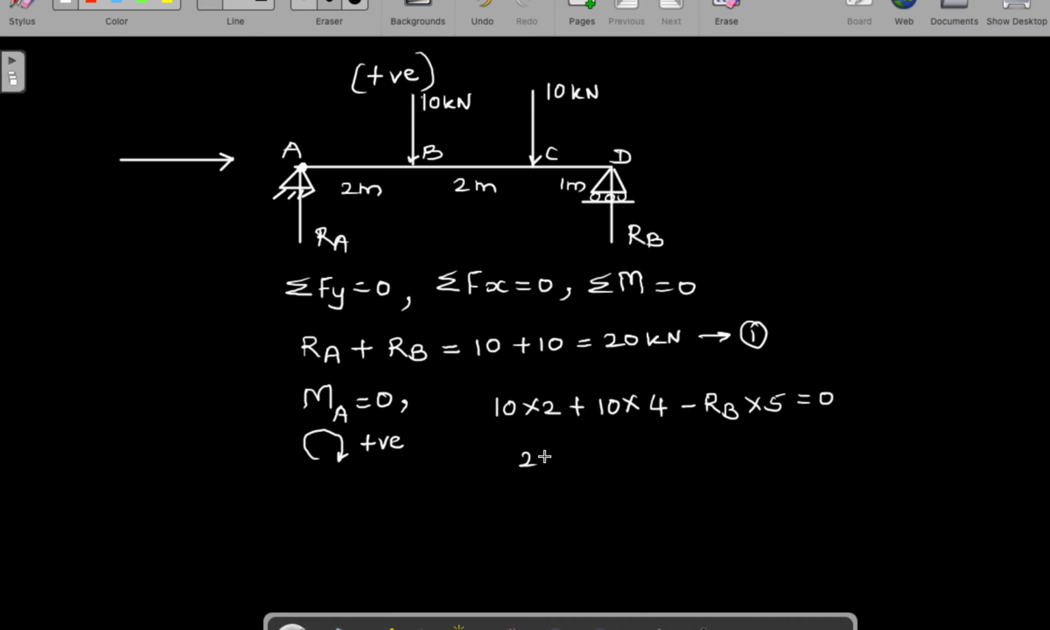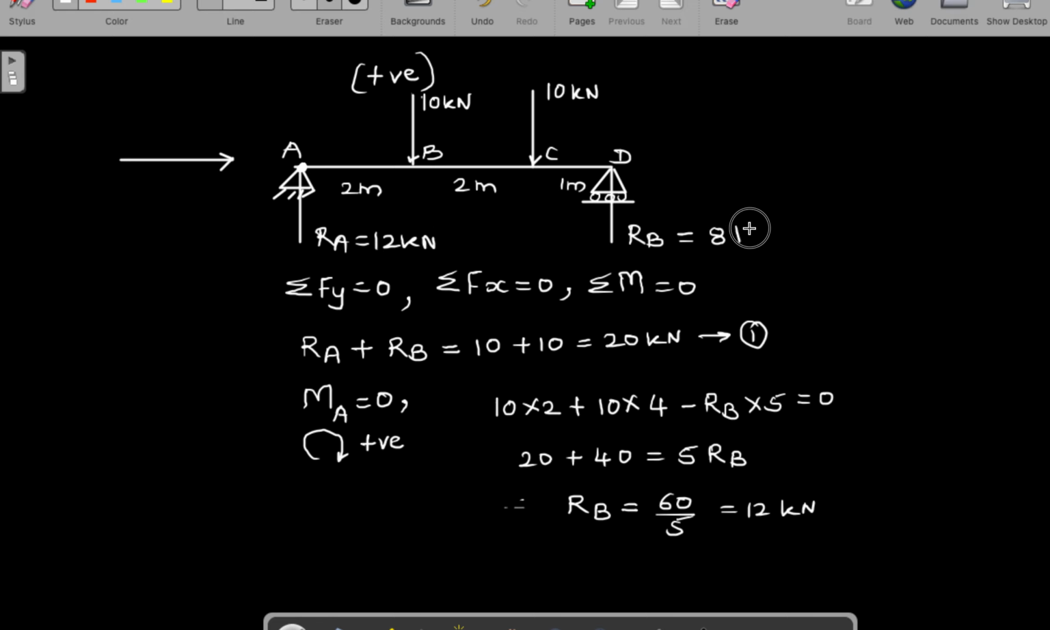So in this case 20 plus 40 equals 5 RB. Therefore we can say RB is equal to 60 by 5. So we get 12 kilonewton as a reaction. Okay, so this is 12 kilonewton. So if this is 12, means this is 8 kilonewton.